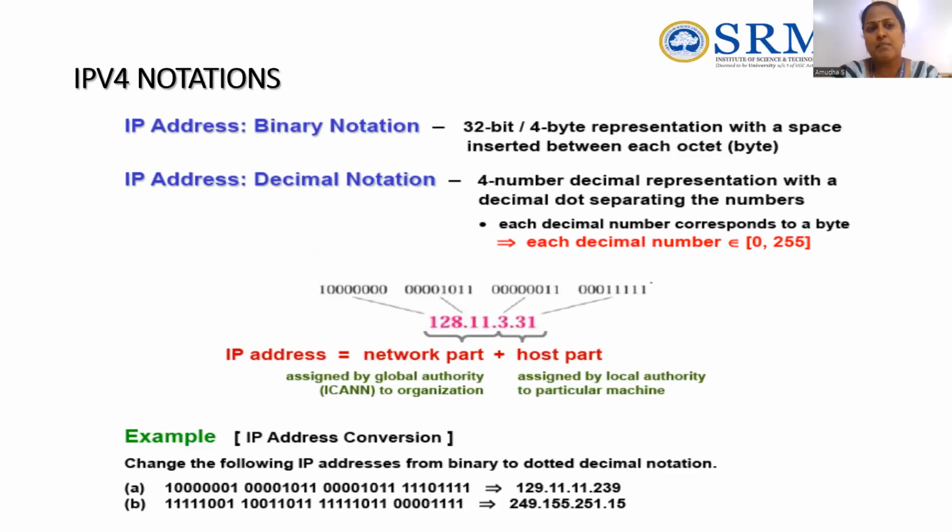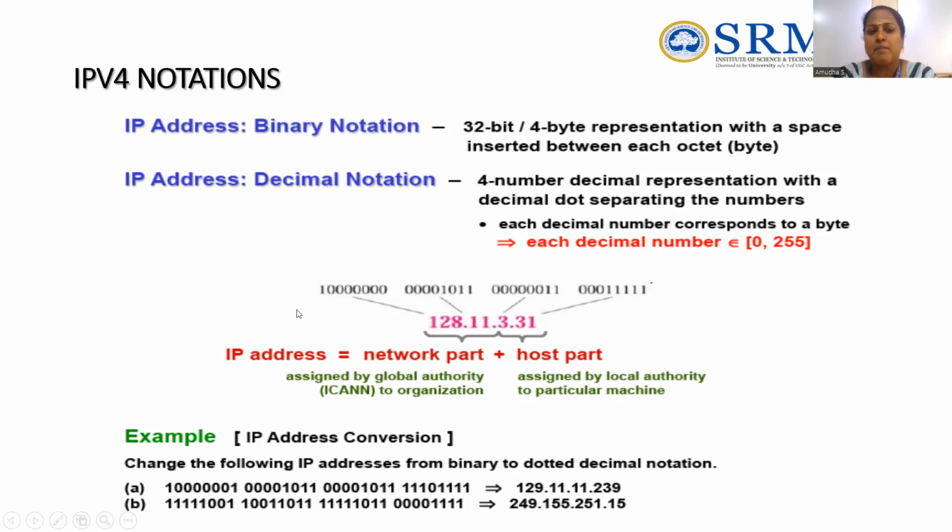We can represent IP addresses in two different types of notation: binary notation and dot decimal notation. In binary notation, the total size is 32 bits, which is divided into 4 bytes. The bytes are separated by dots. In dot decimal notation, 4 decimal numbers are separated by the dot symbol. So this is a binary representation of an IPv4 address. 128.11.3.31 is a decimal representation of an IPv4 address.